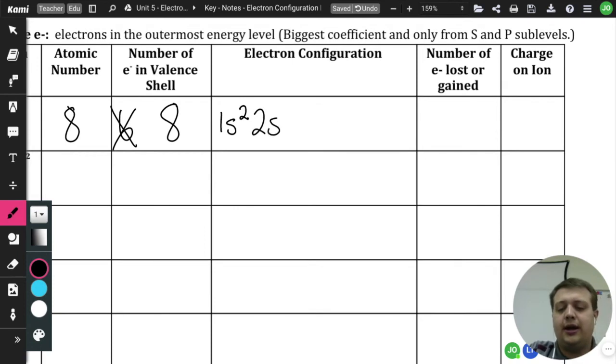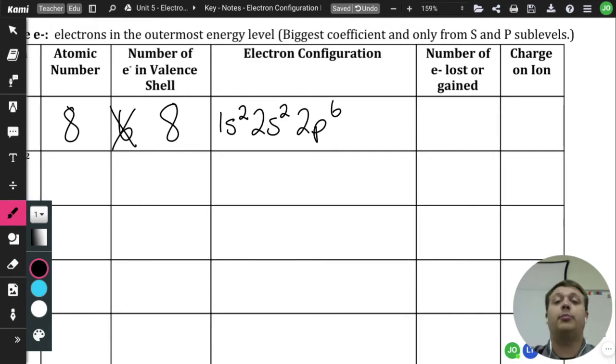So 2s, how many do I go through? 2. And then normally I would go to P, and normally I would go to 4. However, because it's an ion, I have gained 2 additional electrons. So 2p6. So that's our electron configuration. What's the total number of electrons that we've gained or lost? So we gained 2. So what's our charge? -2.